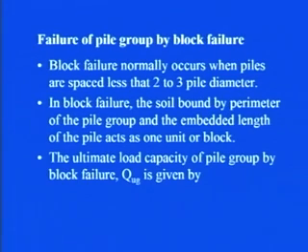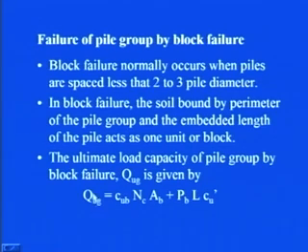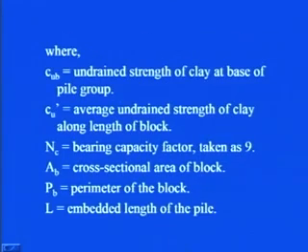Then in that case, the ultimate load capacity of the pile group by block failure, QUG, where G stands for group, is given by this expression: QUG is equal to CUB into NC AB plus PBL into Cu prime. Now, let us see what exactly these terms are. CUB is the undrained strength of clay at the base of the pile group. So, you see in this case what will be the base of the pile group?